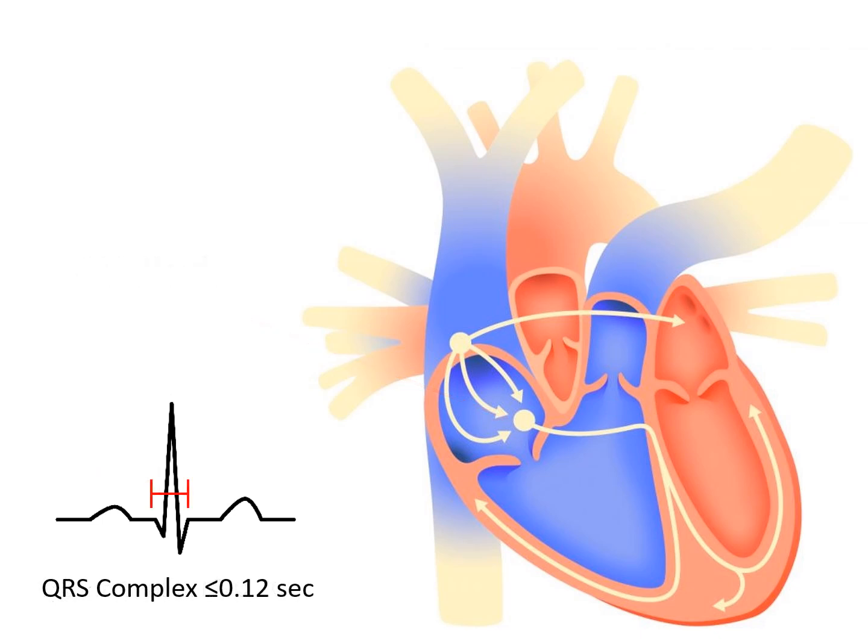After its pause in the AV node, the impulse will propagate through the normal electrical pathway in the ventricles. This results in ventricular depolarization and contraction. We will find a narrow QRS complex of less than or equal to 0.12 seconds.